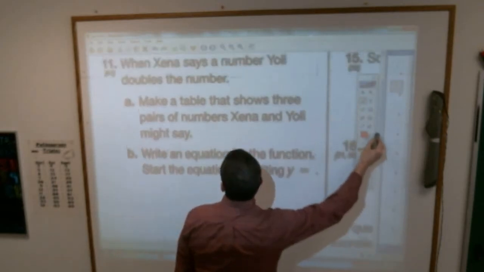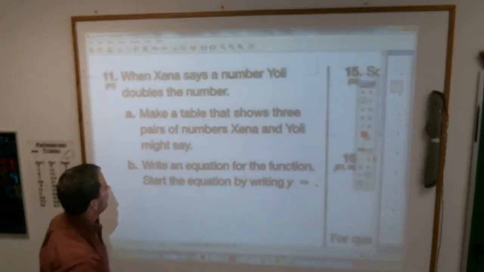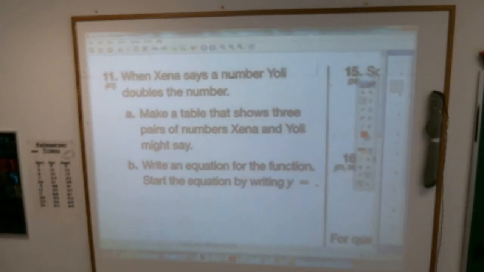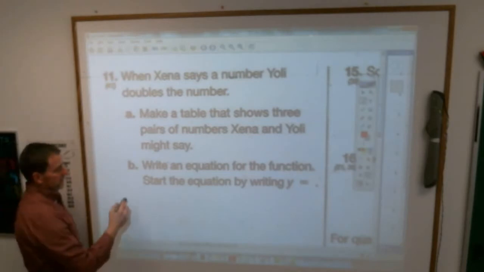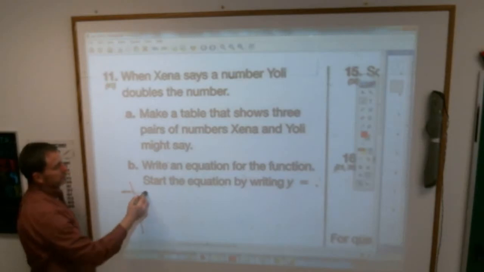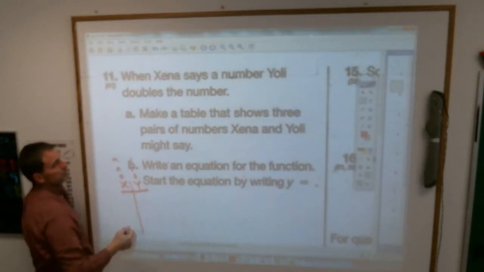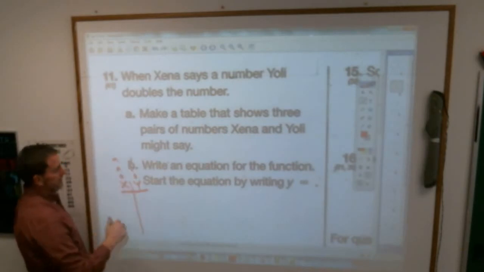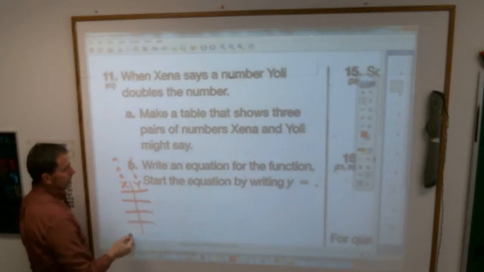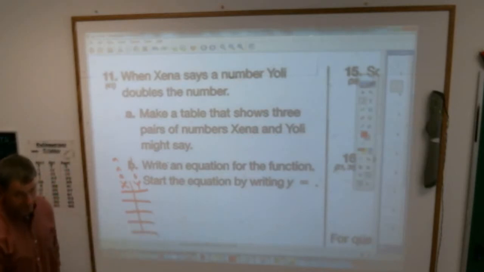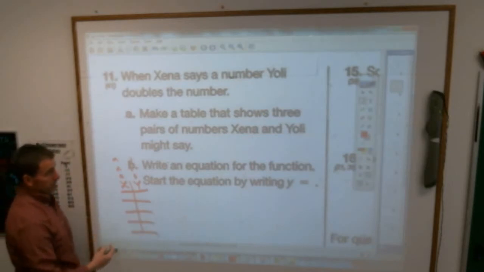First of all, it says, when Zena says a number, Yoli doubles the number. There's probably a reason why they picked Zena and Yoli. Make a table that shows those numbers, because they start with the letters we usually do this with. So if you make a table, this is Zena, and this is Yoli. Whatever Zena says, Yoli doubles, correct? So you get to pick, this is just picking whatever.